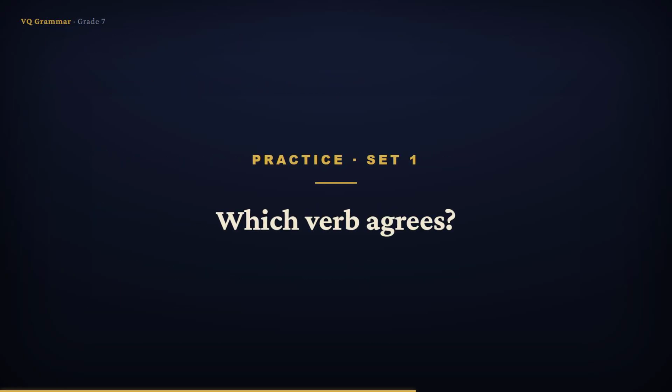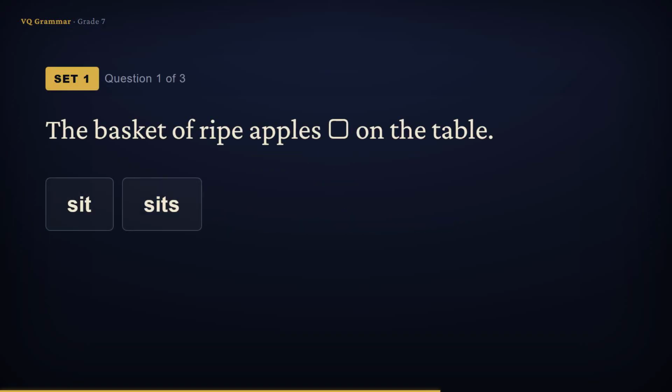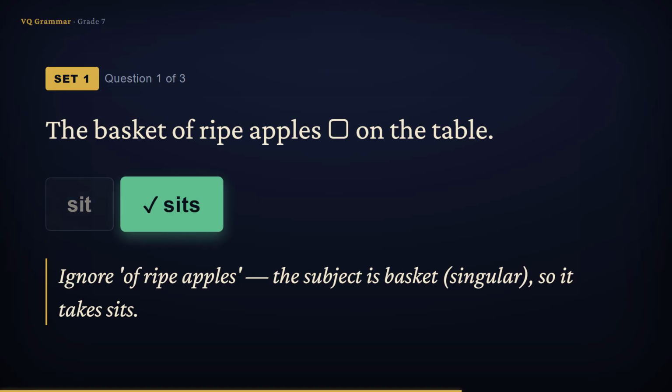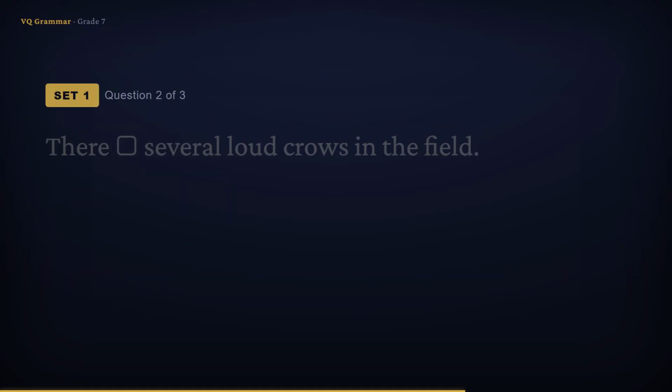In this first set, each sentence hides its subject behind other words. Find the true subject, then choose the verb that agrees with it. Watch out for those prepositional phrases. Pause the video and try each one before I reveal the answer. The basket of ripe apples blank on the table. Don't let apples fool you. Of ripe apples is just a prepositional phrase. The real subject is basket, one basket, so the verb needs its S. So the answer is sits.